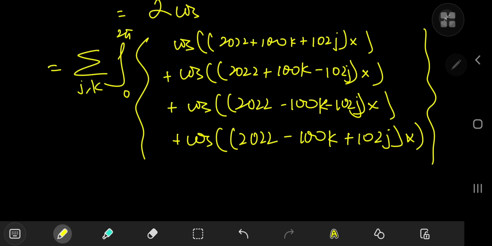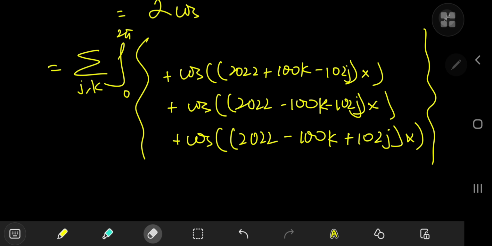Indeed, it should. And again, a careful analysis of all the terms involved. You have 4 cosine terms, and 2022 plus 100k plus 102j is going to be some even integer, right? So integrate this, you're going to get a 0, if you integrate from 0 to 2 pi, that is. So yeah, just scratch this, get rid of it. We don't need it.